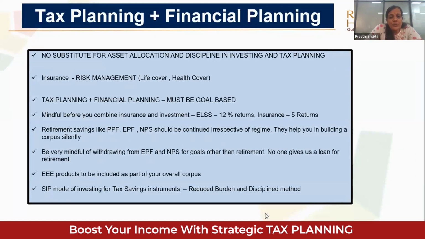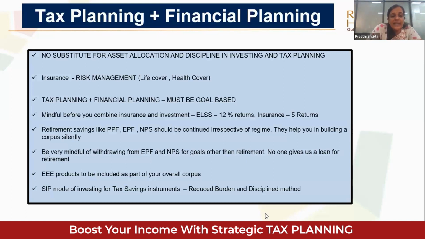So first and foremost, see, there is no substitute for asset allocation and discipline. We have been in this domain for over the last 25 years and met several clients of different profiles, people who have managed to meet their financial goals. These are the only two things that have helped them: one, the right asset allocation, or managing their asset allocation based on their age and risk profile, and two, discipline in investing. So be it tax, you look at tax as an avenue to meet your financial goals too.